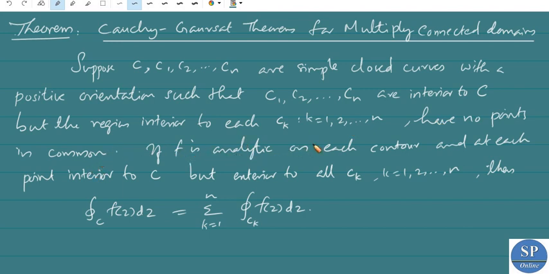If f is analytic on each contour and at each point interior to C but exterior to all Ck, then the integral over C of f of z dz is equal to the summation, k from 1 to n, of the integral over Ck of f of z dz. This is actually the integral over C of f of z dz equal to the integral over C1 of f of z dz plus the integral over C2 of f of z dz plus etc., plus the integral over Cn of f of z dz.